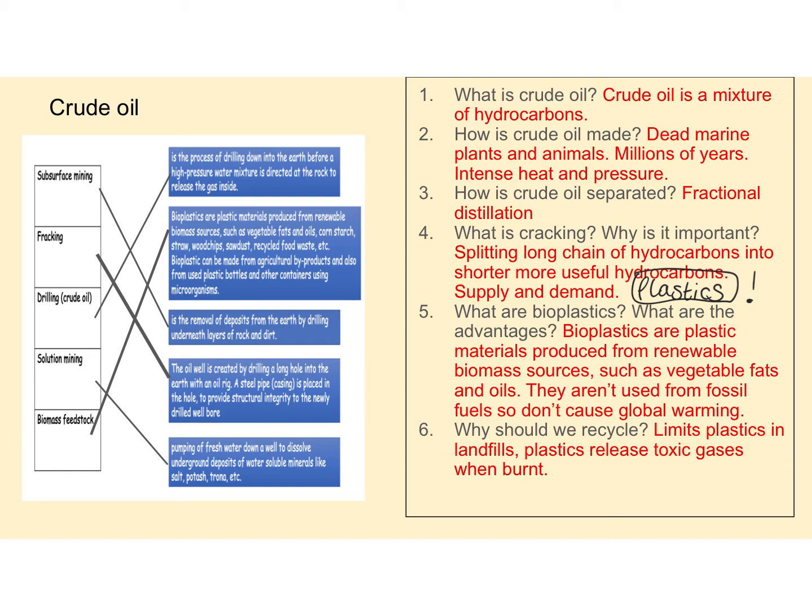What are bioplastics? Bioplastics are plastics made from renewable biomass, so things like vegetable oil and fat that have been recycled and people don't use after cooking. They aren't using fossil fuels, so it doesn't cause global warming. Why should we recycle? It limits plastics in landfills. Plastics release toxic gases when burnt.